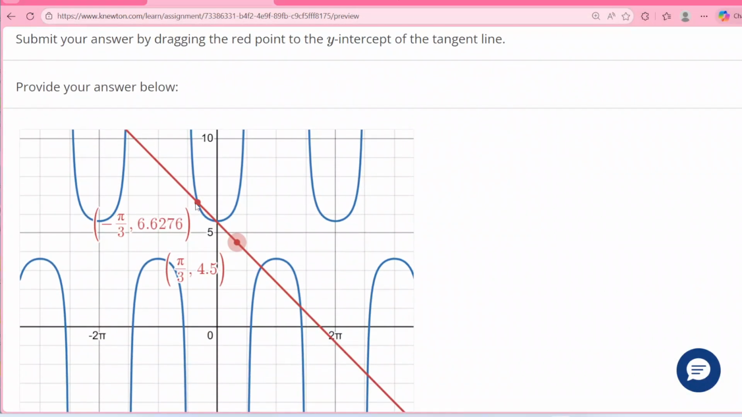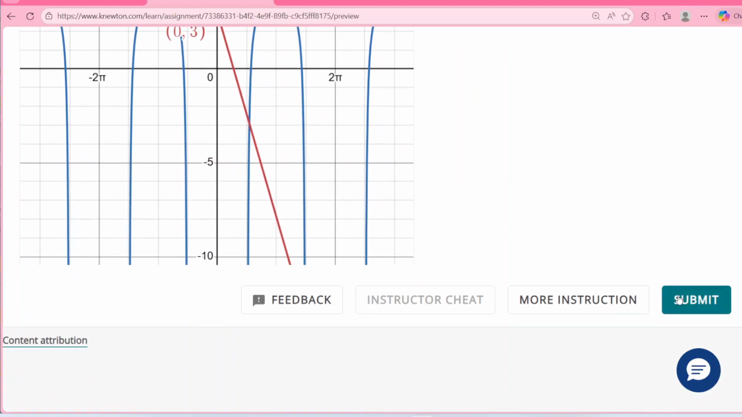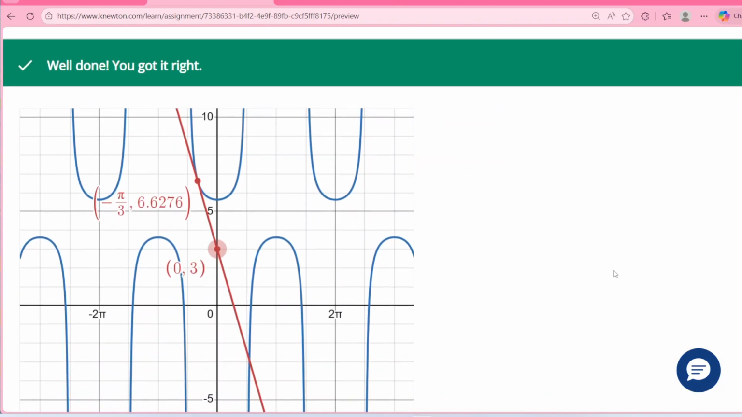So you see they have the point there already on the graph where x is negative pi over 3. You're just moving this other one to the y-intercept there, and look at that. That's definitely tangent to the curve at that point, pointing in the direction of the curve at that moment. So 0, 3 would be the other point I'd like to plot there. Great.